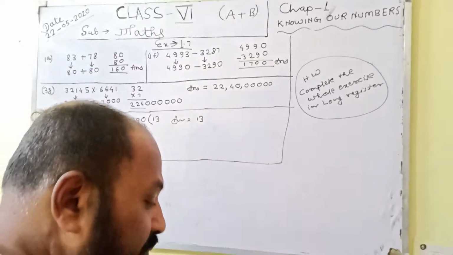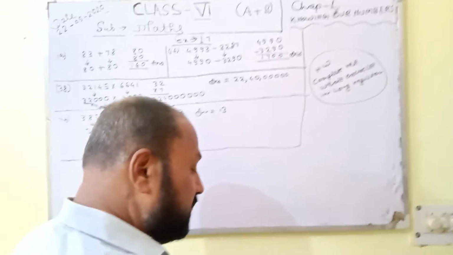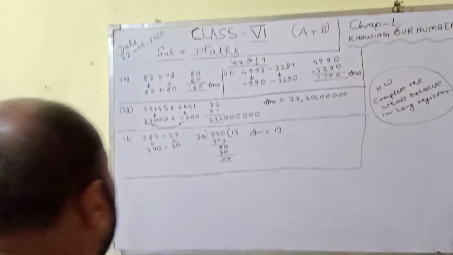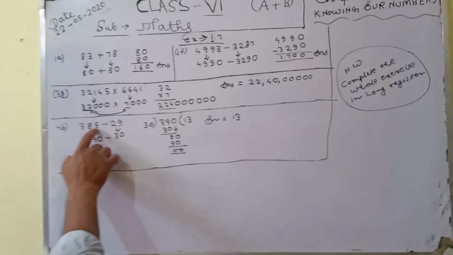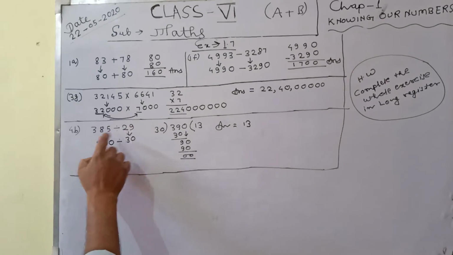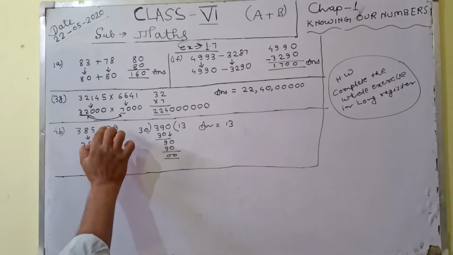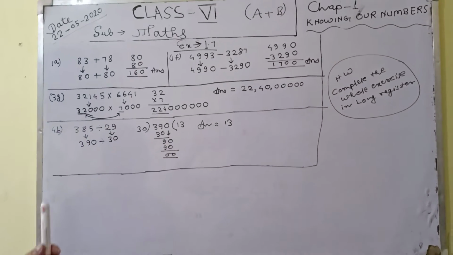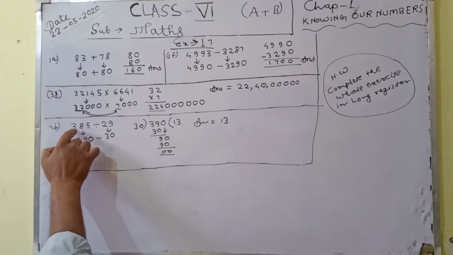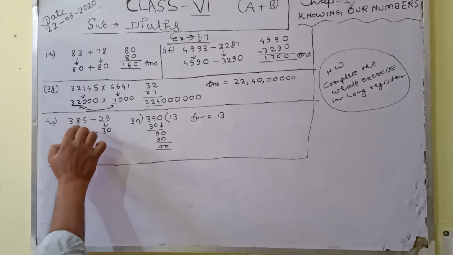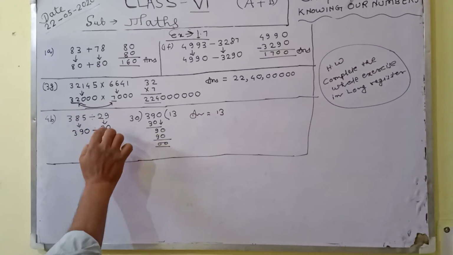Now question 4b. This question is: determine the estimated quotient. Quotient means we have to find the division. Greatest place means whatever the greatest place. This number is 3 digits and this number is 2 digits. So the greatest place is tens. So we have to convert according to the tens value. After conversion according to the tens place, the round off of 385 is 390, and 29 is 30.